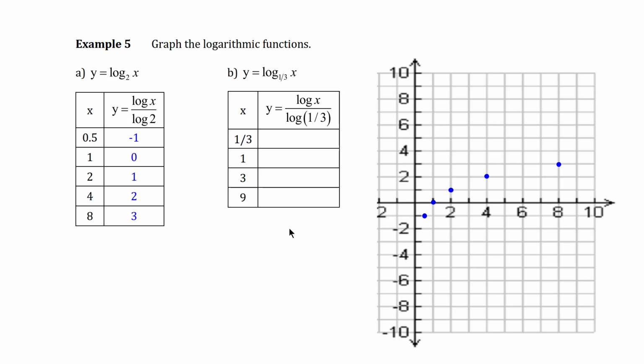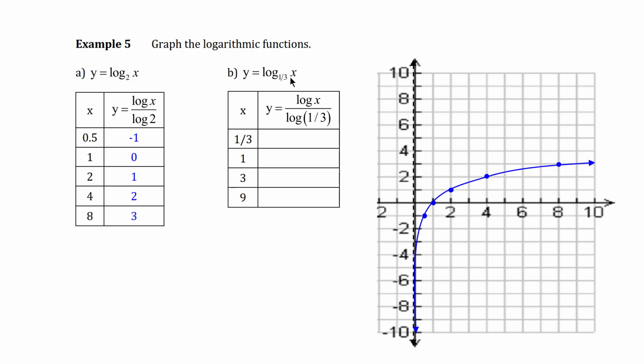We have 0.5 comma negative 1 over here, 1 comma 0 over here, 2 comma 1 over here, 4 comma 2 over here, and finally we have 8 comma 3 over here. Next we draw a curve through our points, and now we have the graph of y equals log base 2 of x in blue. Moving on to part B, we have y equals log base 1/3 of x.